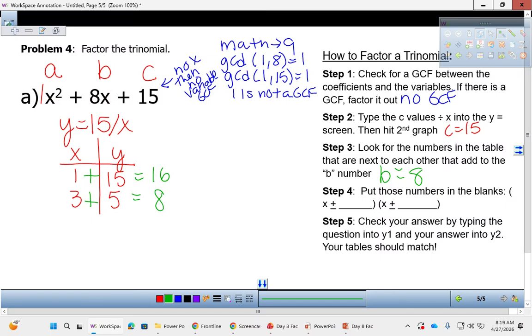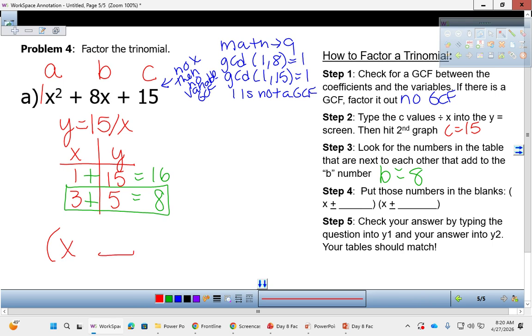You want to pick a pair of the numbers next to each other. You want to make sure that pair is the pair that adds to the middle number. Everybody okay so far? So my pair is 3 and 5. I know I'm using 3 and 5. So step 4, put those numbers in the blanks.